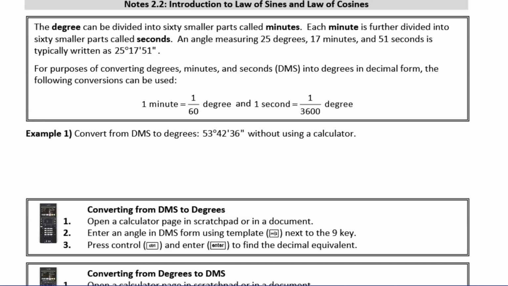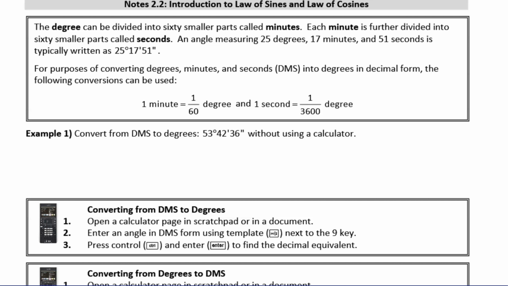In this lesson, we'll be talking about division of degrees into smaller parts and an introduction to the law of sines and the law of cosines, about which most of this chapter deals with. All right, so the degree can be divided into 60 smaller parts called minutes. Each minute is further divided into 60 smaller parts called seconds, very much the same way that an hour is divided into minutes and each minute divided into seconds.